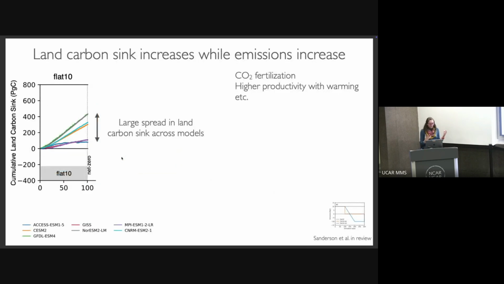And so similar to what we see in the HOPE experiments, the land carbon sink increases in all the experiments while emissions are increasing. This is due to CO2 fertilization, higher productivity with warming, et cetera. But we have a large spread across the models here. So this is just going up to the time of net zero, so the emissions phase, and we see cumulative land carbon sink is increasing, but we've got a pretty large spread across models.